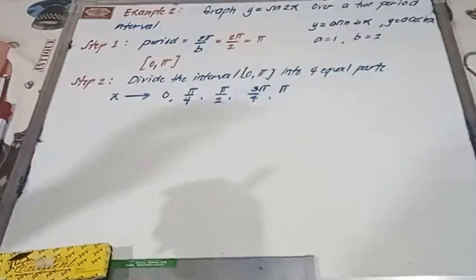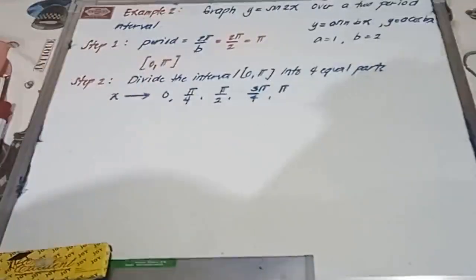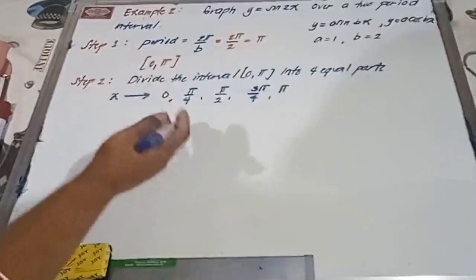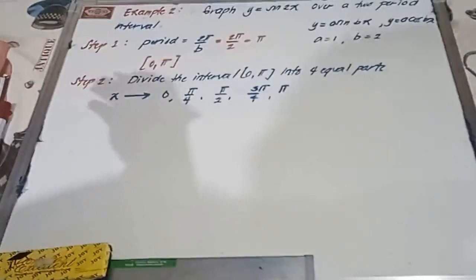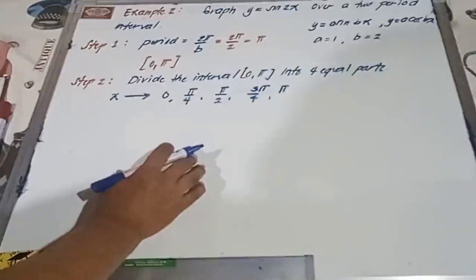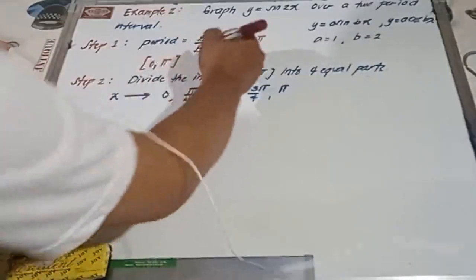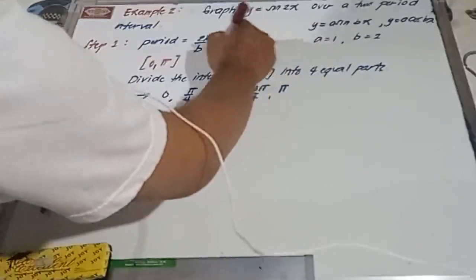Now, ito ay over 1 period interval lamang. Gagawin natin 2 period interval. Paano yon? Yung other side nito, other side of the y-axis. Ito yung nasa positive side of the x-axis. Dun sa negative side of the x-axis will be from negative pi to 0. Okay?